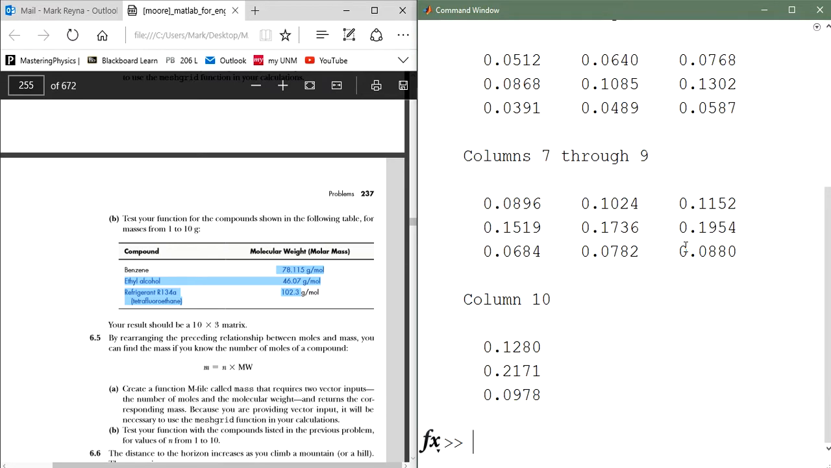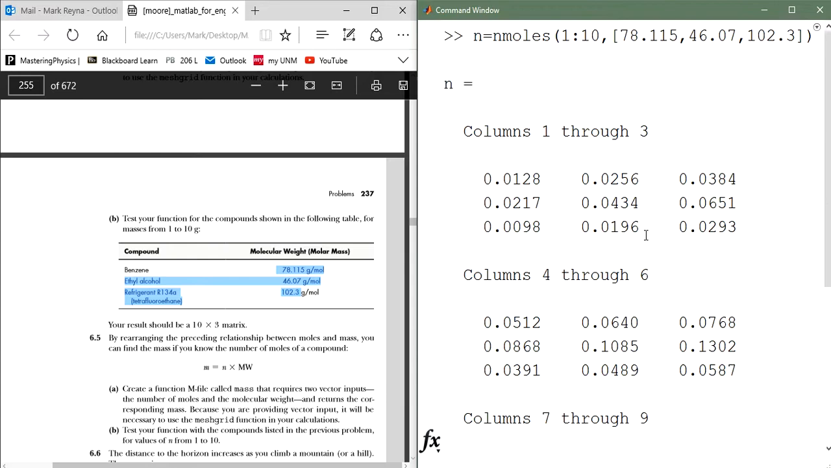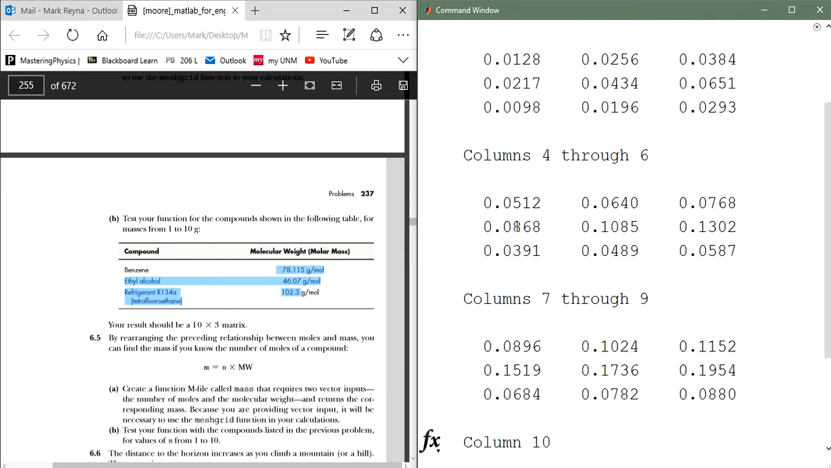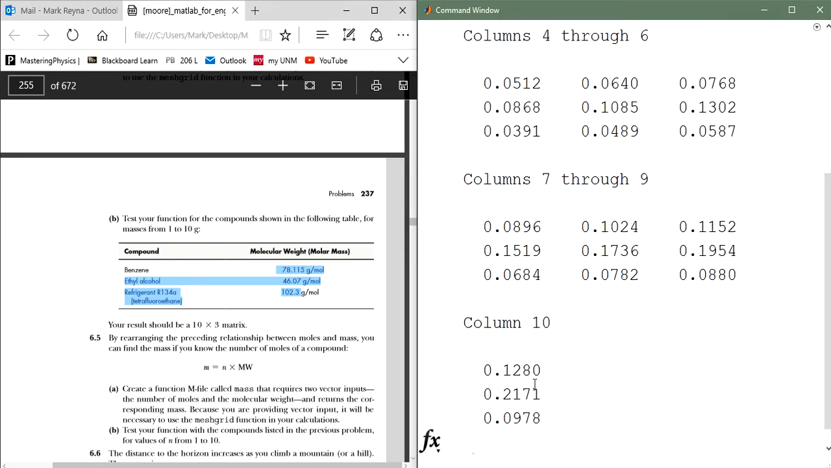Well, guys, that is all. Your result should be a 10 by 3. That's good, because I have 3 rows and there are 10 columns. That's correct. Perfect.